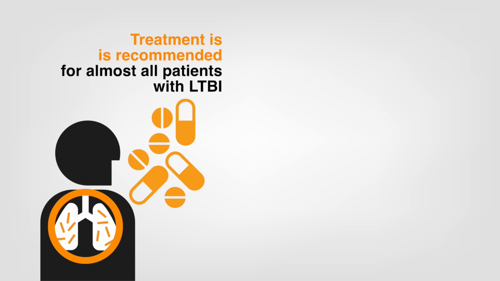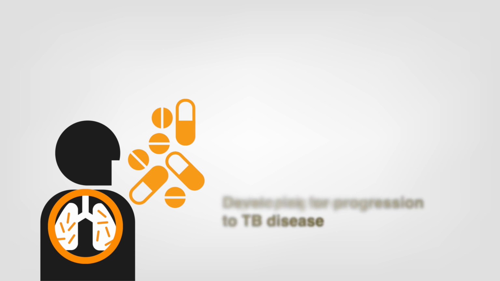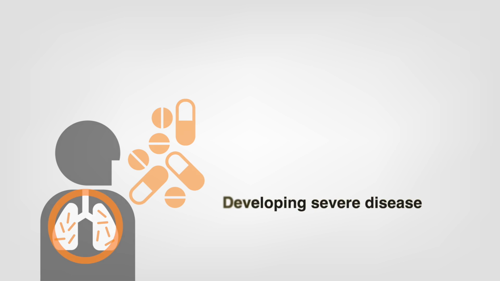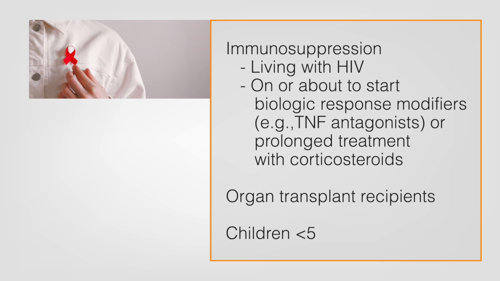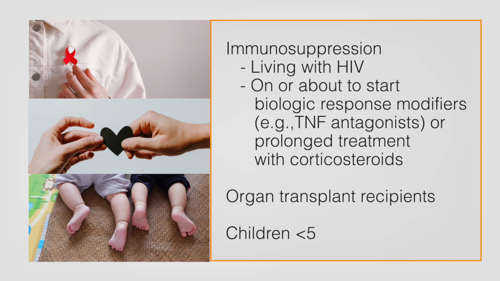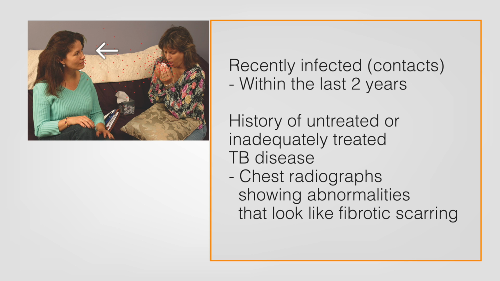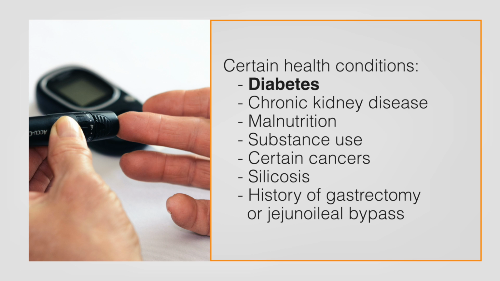However, if resources are limited, treatment should be prioritized for those with a higher risk for progression to TB disease or for developing severe disease if infected. Groups at higher risk are listed in the boxes on the screen. This includes those with immunosuppression, organ transplant recipients, and children younger than 5 years of age who can progress to TB disease very quickly. Others at higher risk include people who were recently infected, known as contacts, those with a history of untreated or inadequately treated TB disease, and those with certain health conditions, such as diabetes and chronic kidney disease.